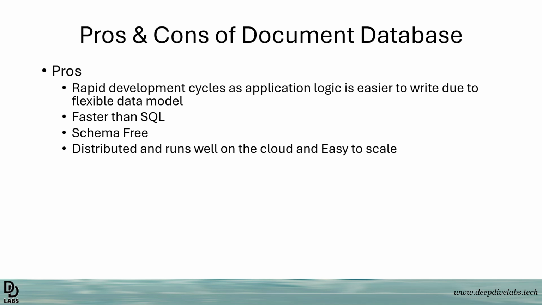So that is why you will see a lot of applications adopting document databases, because it results in rapid development cycles. You can just store data in the document database, and each document need not have the exact strict variations, so each of them can have a different set of attributes. So it's very fast compared to your RDBMS. It is schema free, right? It's distributed and it runs very well on the cloud and is easy to scale, right?